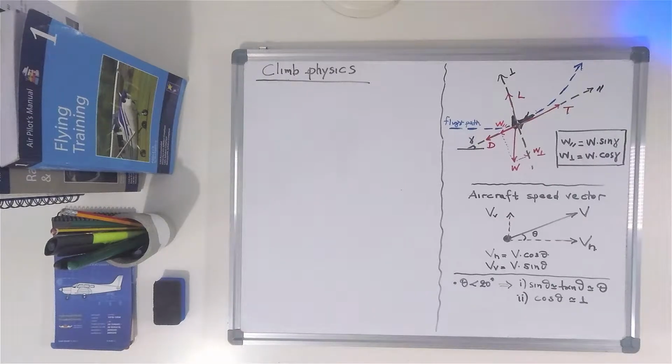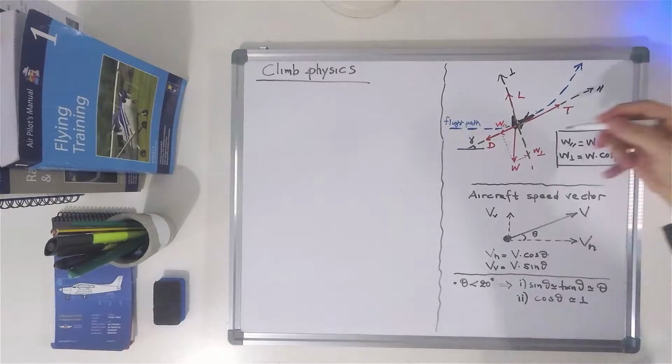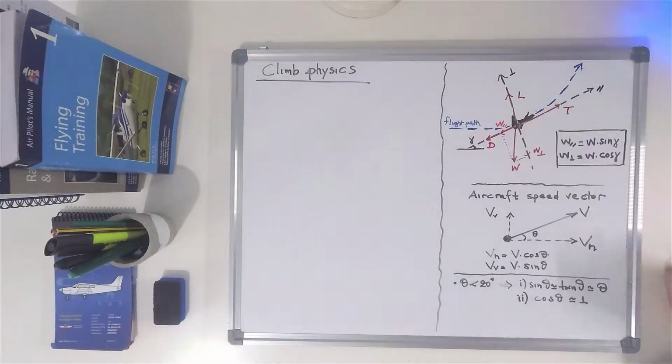Today we're gonna be talking about the physics of an aircraft during climb and, of course, the two main performance factors, rate of climb and climb gradient. So in a more general and realistic situation, the flight path of the aircraft is a curve, as we see here with the blue line in the sketch.